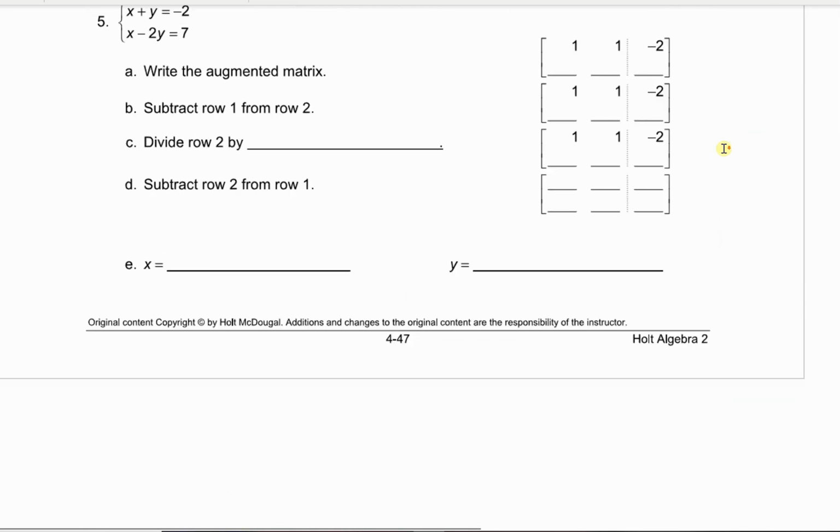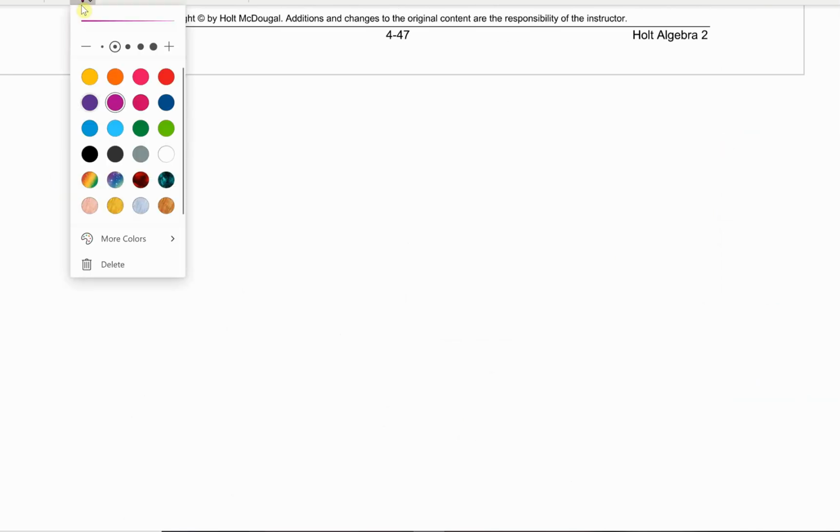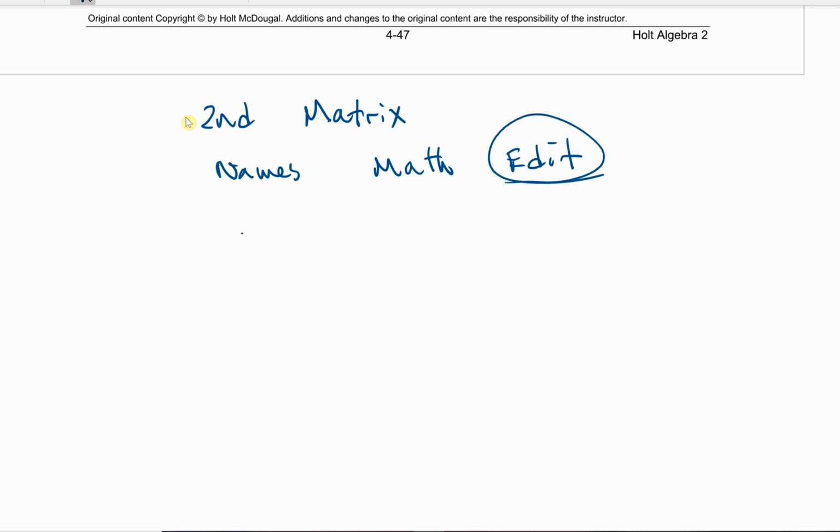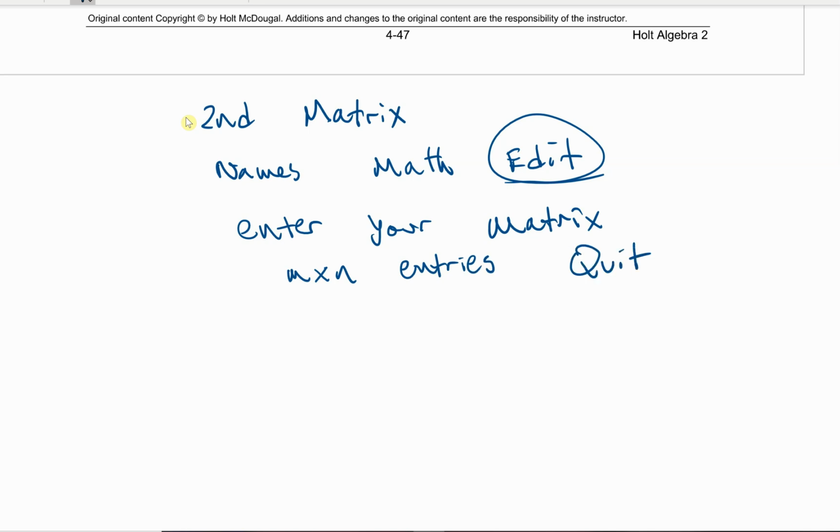Let's scroll down to here. What you want to do on your calculator, remember we talked about this last week. How do we do matrices in the calculator? You're going to do second matrix, and you will notice you've got the three columns. You've got names, you've got math, and you've got edit. So first thing you're going to do is go to edit and enter your matrix. It'll want your dimensions, n by n, and then the entries, and then make sure you quit, and that will store the matrix there.